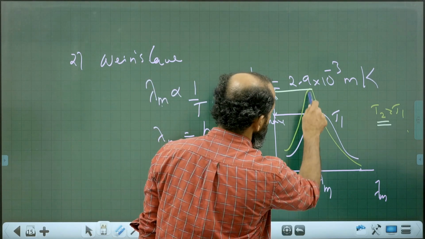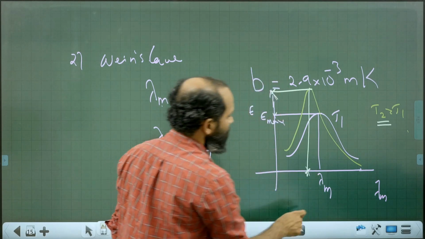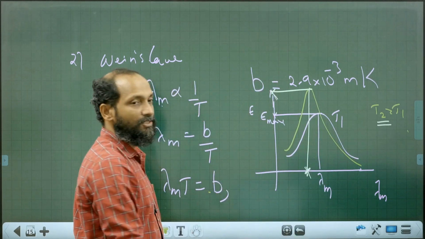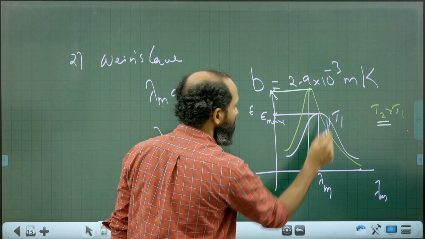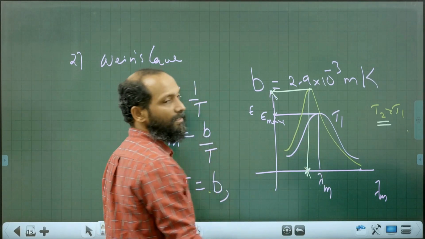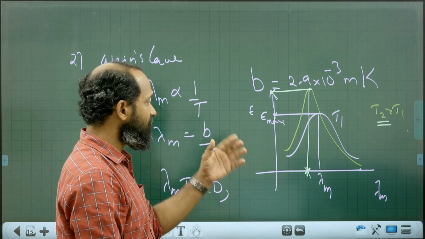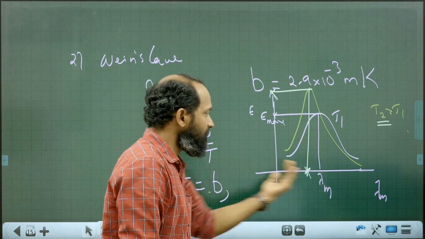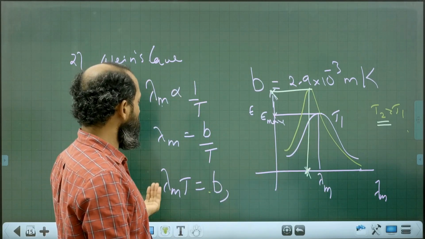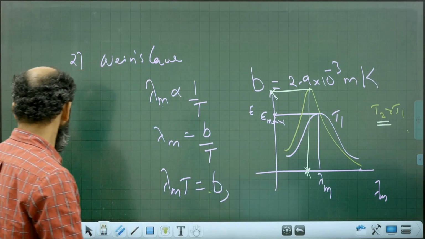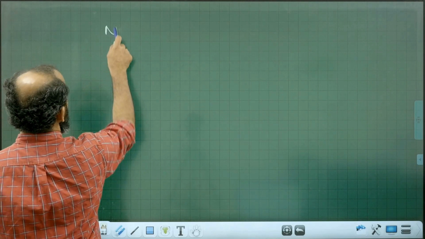Now, one more shift is noted here. The peak has been shifted to the left side. That is called Wien's shift, because when temperature increased, energy increased, but the wavelength decreased. The Y shift is called Stefan's shift. The X shift is called Wien's shift. So lambda T equals B. That's important. Wien's law.